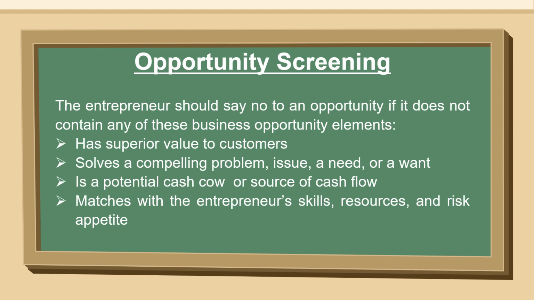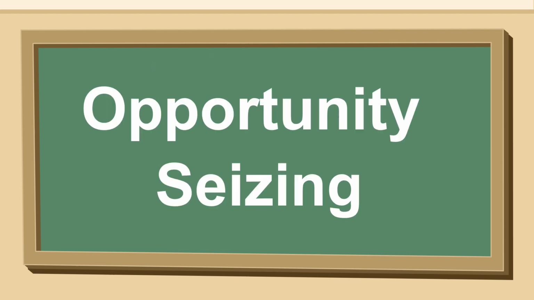So in opportunity screening, you're going to do the process of elimination. For example, in opportunity seeking, you listed 10 business ideas or business opportunities. You're going to eliminate them one by one and screen if each idea will qualify with these business opportunity elements until you come up with the best opportunity, which we are going to discuss with the next letter S. After seeking is screening, and then opportunity seizing.